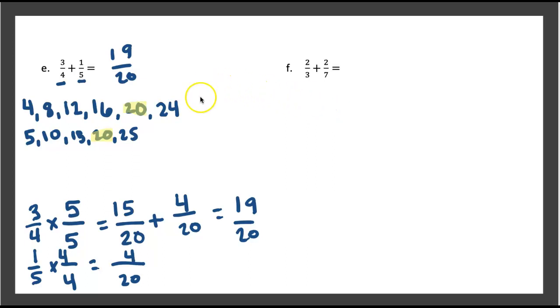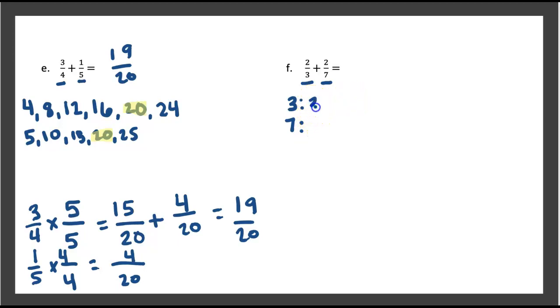Alright guys, so this is part 2 of adding fractions with unlike denominators. So I'm going to continue with letter f, and we've got 2/3 plus 2/7. Okay, so I want you to look at the denominator of both, 3 and 7. Okay, and we're going to write out our multiples.